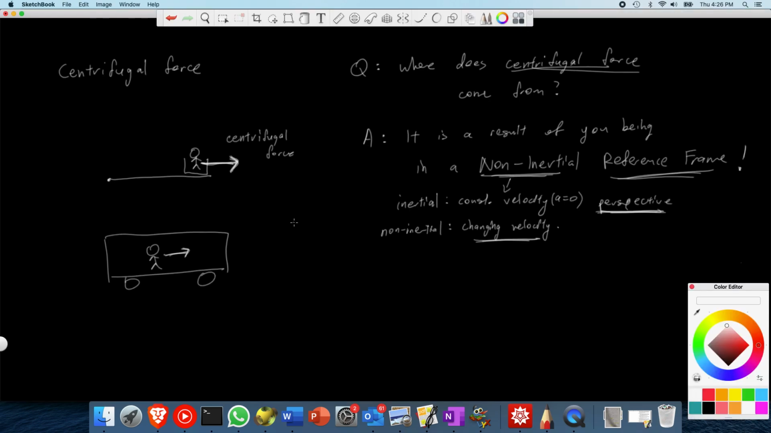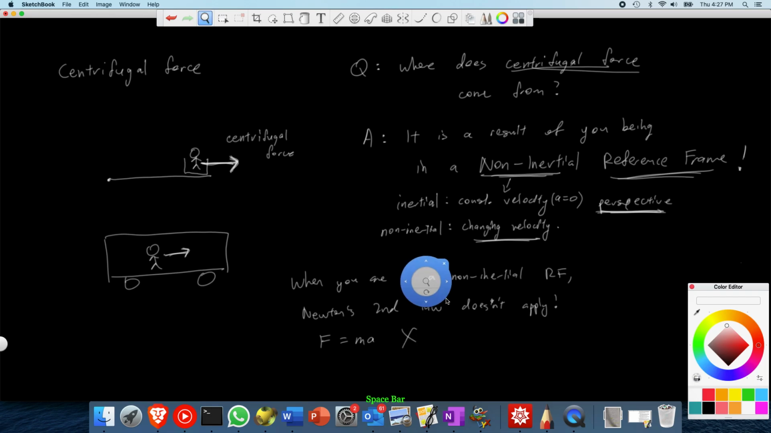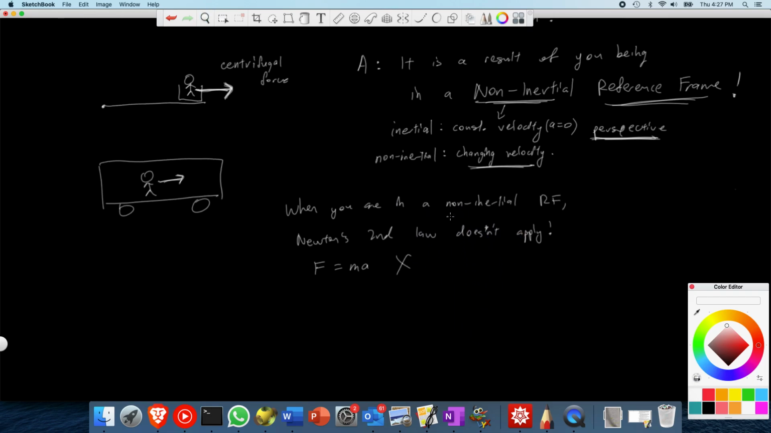So that means that when you are in a non-inertial reference frame, denoted by RF, Newton's second law doesn't apply. It breaks down. In other words, F equals ma is incorrect. Now this might be shocking, but do note that this is only in the case of non-inertial reference frames.